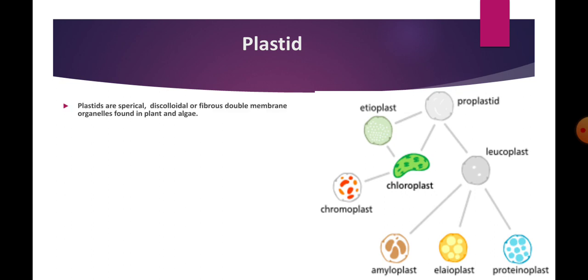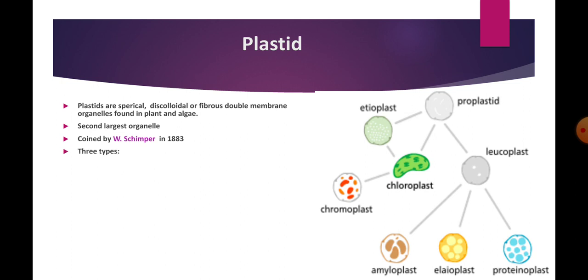Plastids are spherical, that is round, discoidal or fibrous double membrane organelles found in plants and algae. So they are not found in animals. They are unique characteristics of plants and algae. They are the second largest organelle. And the term plastid was coined by W. Schimper in 1883.